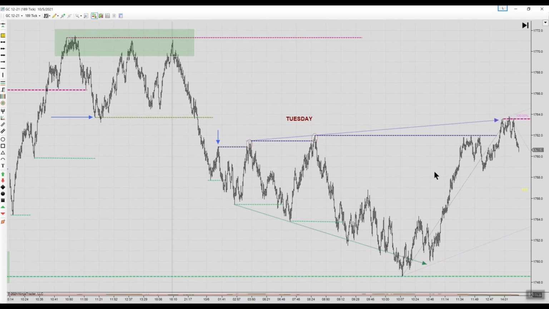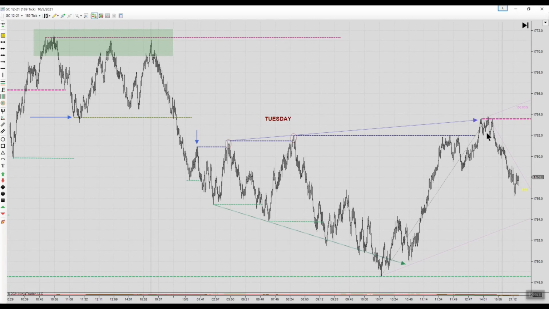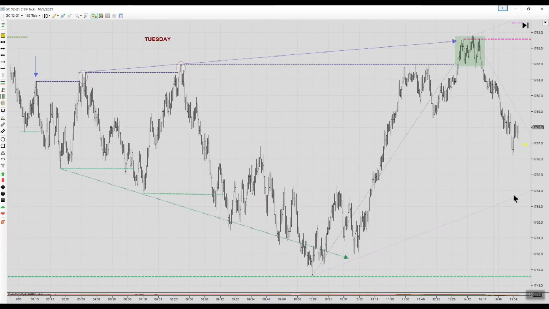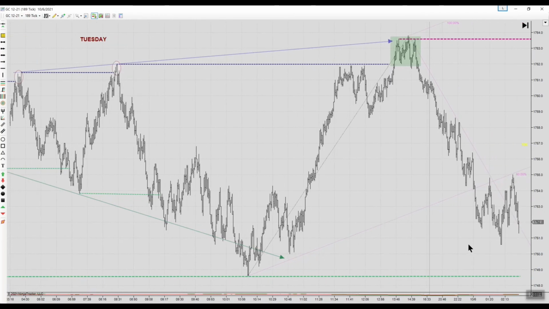This is where the session pretty much ends, with again a marginally higher high here and a flat top. Very much the same formation that we had on Sunday night here, just above the Friday highs on a tight coil, which results ultimately in a chimney formation and sends the market right back to the bottoms.